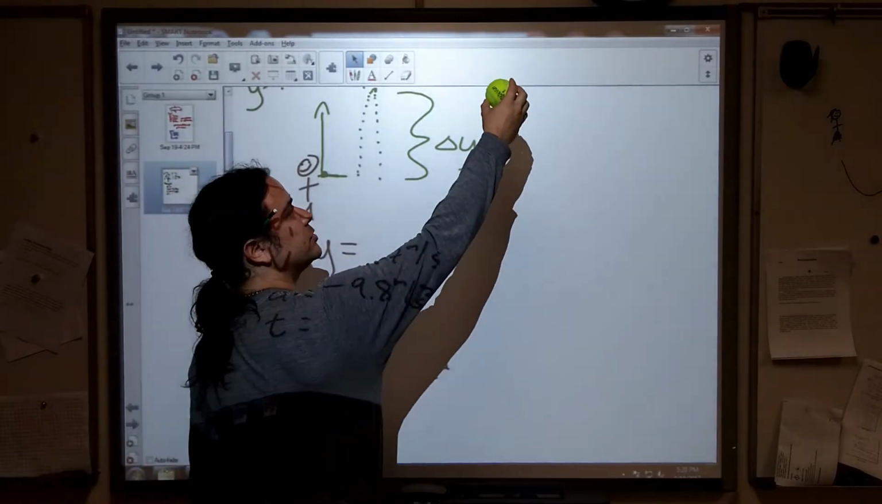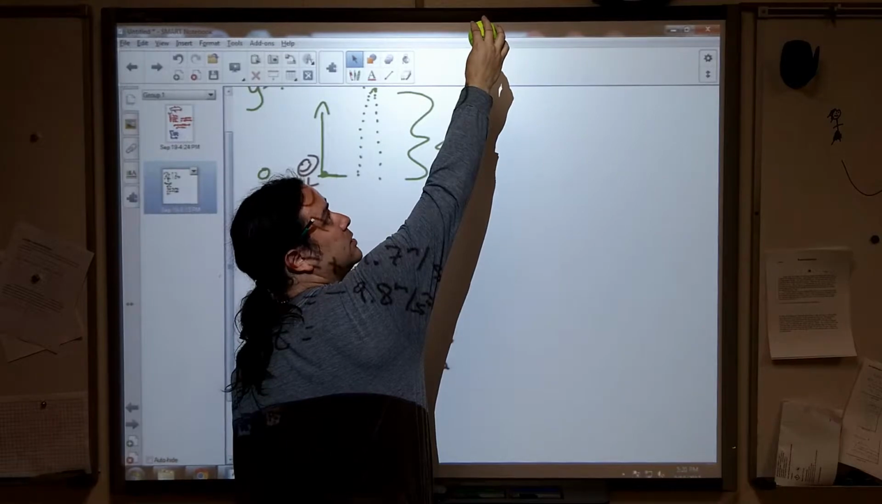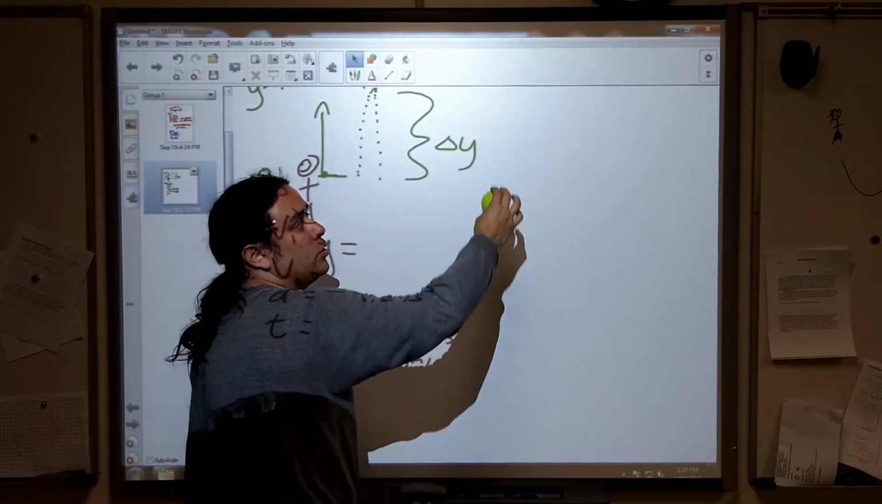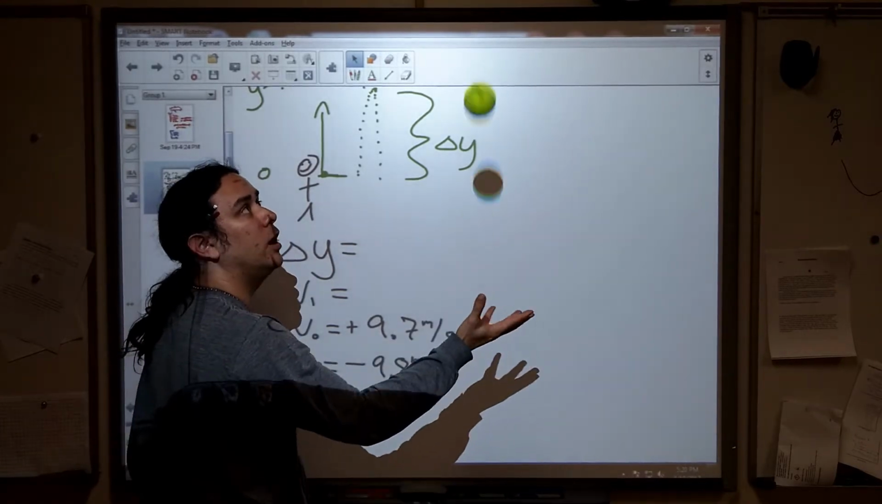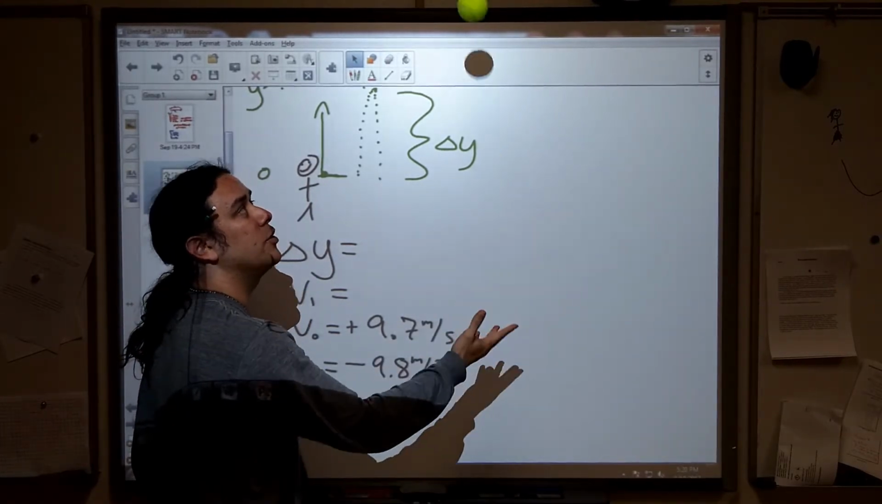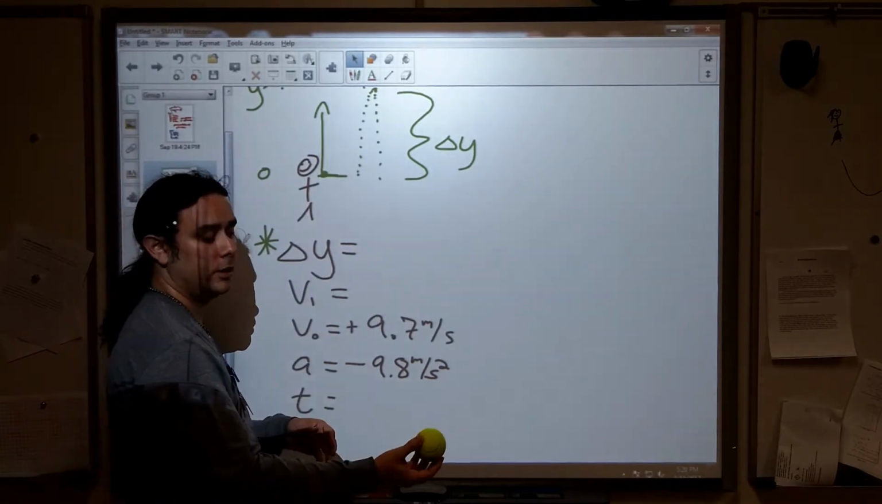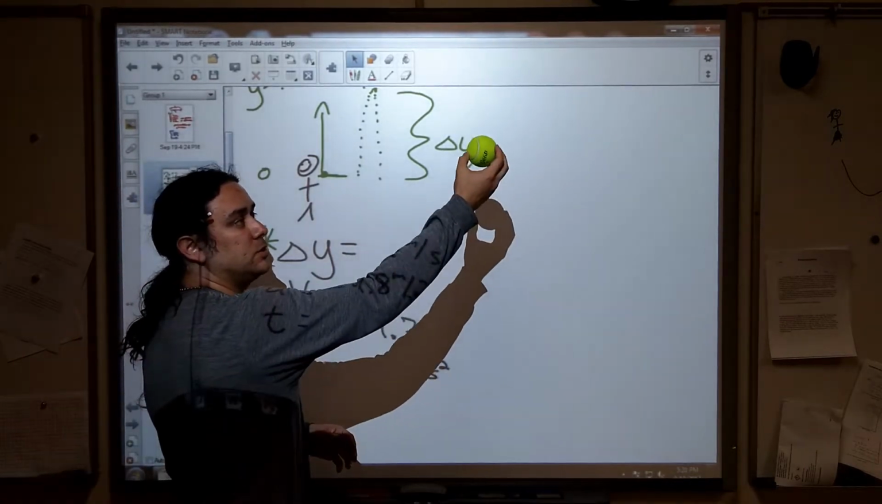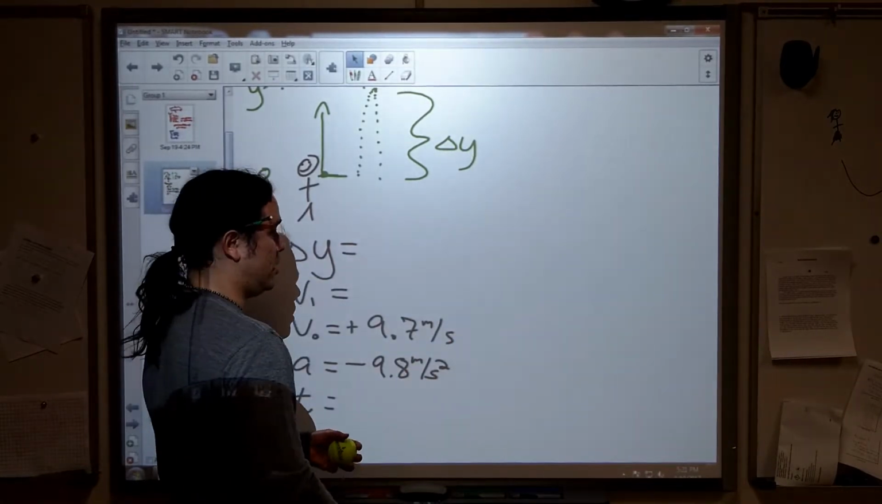It goes up, slows down, slows down, stops at its highest point, and then it falls back down. How fast is it going? Its final velocity when it gets to the maximum height. It slows down, stops, and then starts falling back down.